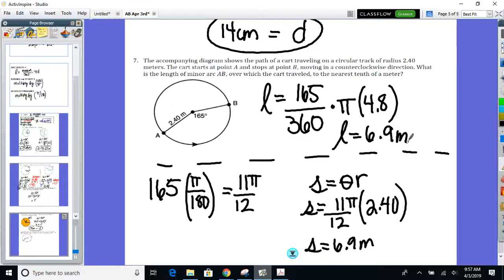So yeah, if you want to handle it, just memorize one. But just remember, you may have to convert if it uses degrees or if it uses radians. That's all I ask.